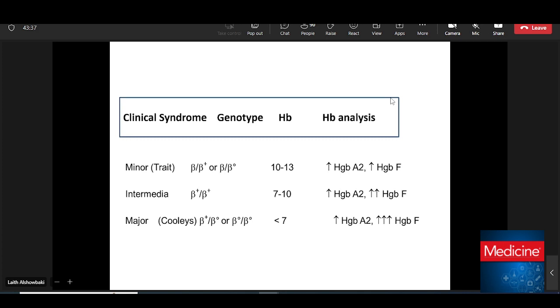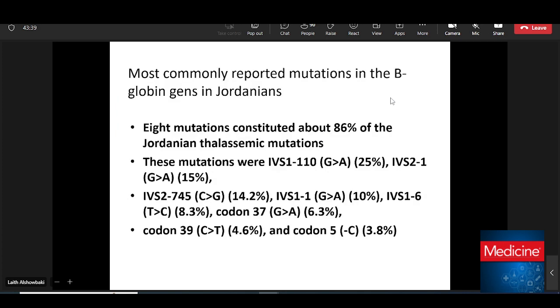In alpha thalassemia, where the alpha chains are affected, there are 4 different problems ranging from death in utero to a mild form of anemia, because we have 4 different alpha chains. The most commonly reported mutations in the beta globin genes in Jordanians, I mean, nobody will ask you about this, it's just for your knowledge: 8 mutations constituted about 86% of Jordanian thalassemic mutations.